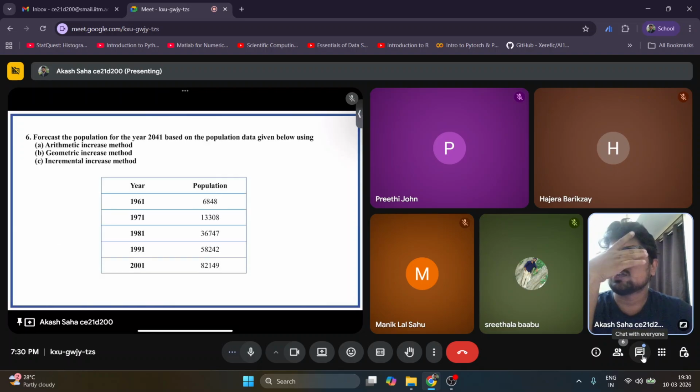Now here is a population forecasting method question. The population of 2041 needs to be estimated by all these methods, and we'll calculate them one by one. Let us start first with the arithmetic increase method. Please take some time and try to answer what will be the value of the population in 2041 by the arithmetic increase method. I'll wait for a minute.